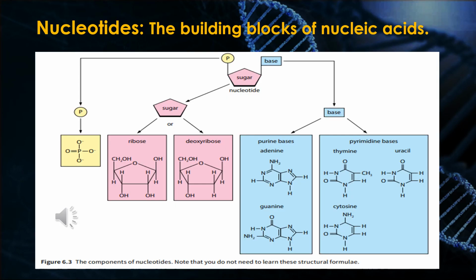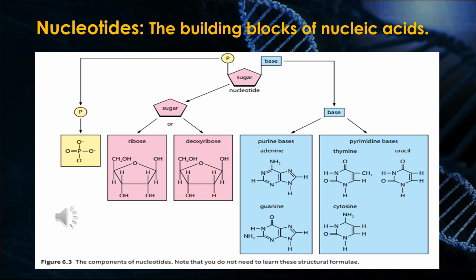Okay, so here we have the structural representations of all three components of the nucleotides. The first component is the phosphate group. The next one is a pentose 5-carbon sugar, and the third component that makes the nucleotides is a base, a nitrogenous base.